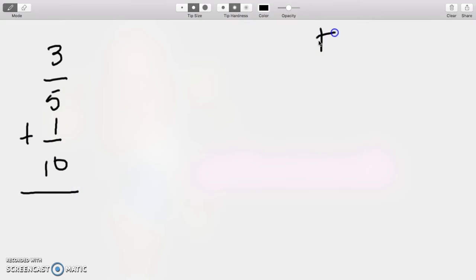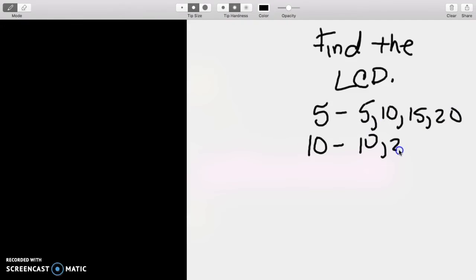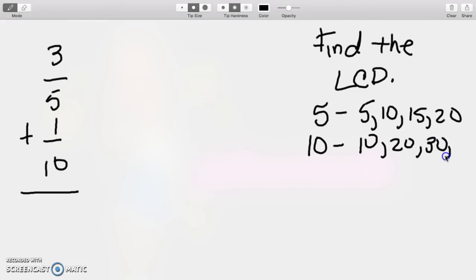And like I said, we need to find the least common denominator, for short LCD. So I'm going to write 5 here, and I'm going to write 10. So I'm just going to write a few multiples of 5, then I'll stop there. Then I'll write a few multiples of 10, and then I'll stop here. Well, looking at the multiples of each number, I noticed that 10 is the least common multiple.